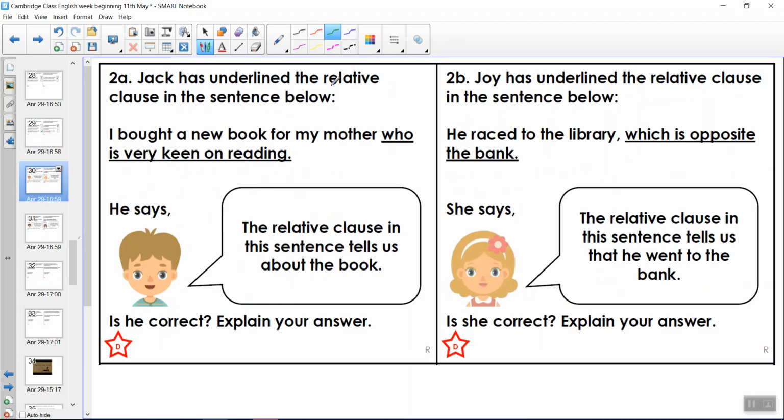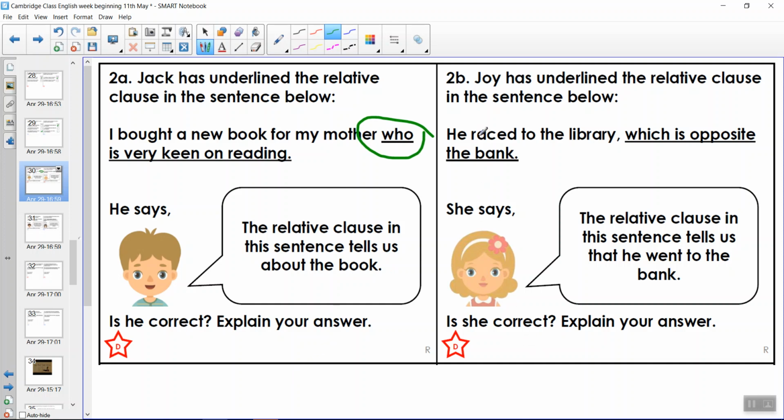Okay. Jack's underlined the relative clause in the sentence below. Yes, he has. I bought a new book for my mother, who is very keen on reading. He says the relative clause in the sentence tells us about the book. Well, it doesn't, does it? Because it's got this word who in it. So it tells us about his mother, not the book.